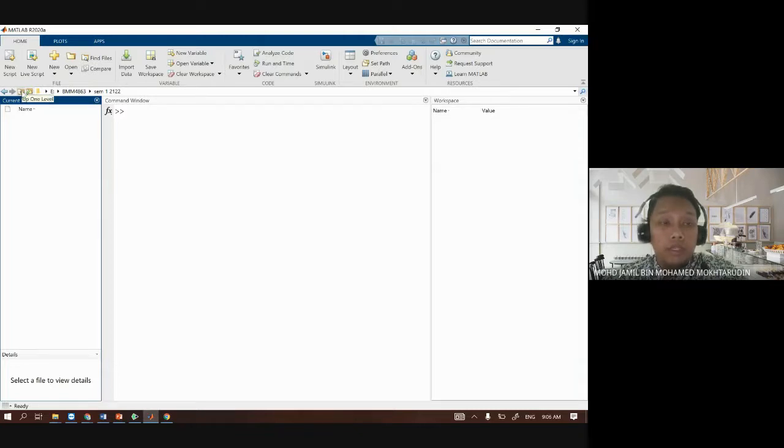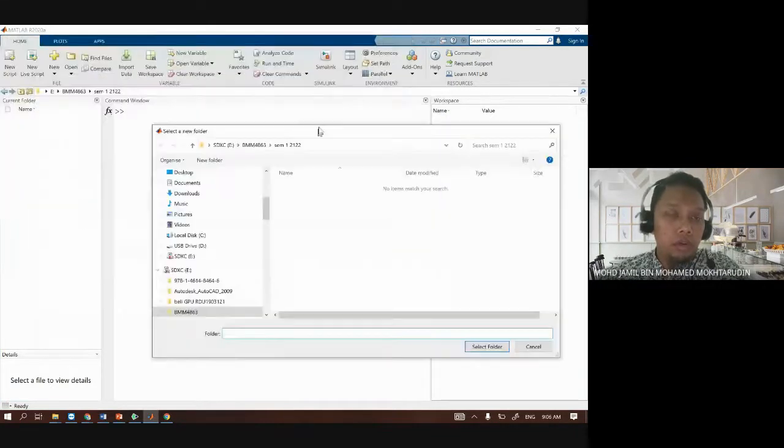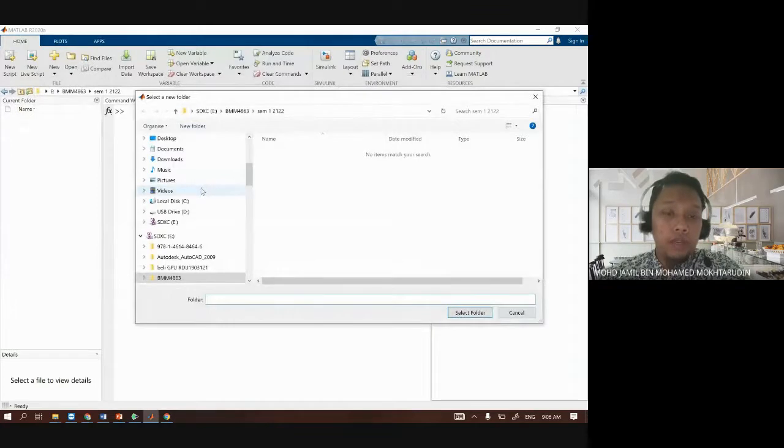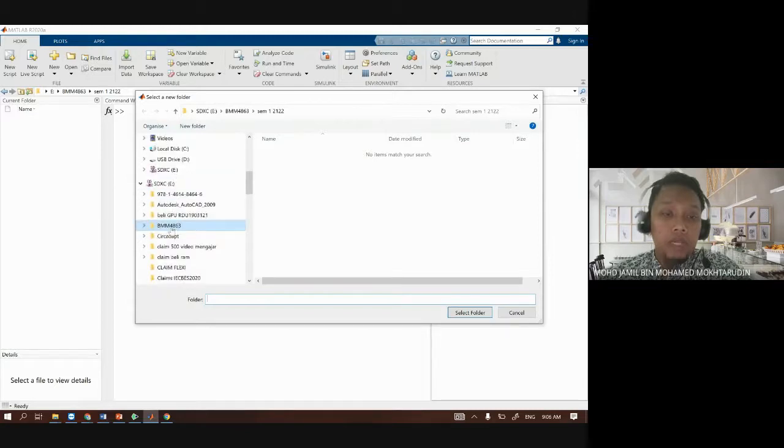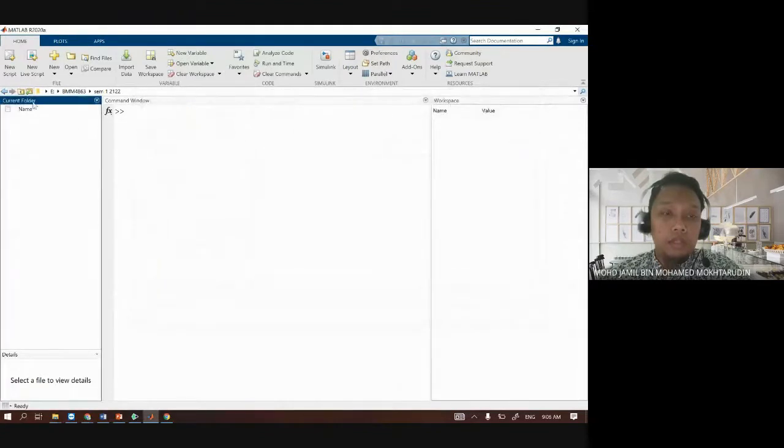Firstly, maybe you can open the current folder here, and if you press this button, the file with the green arrow, you can direct your file save location to wherever you want. For example, if you want to save on the desktop, just choose desktop, but I save it in the BMM 4863 folder. So this is the purpose of the current folder.